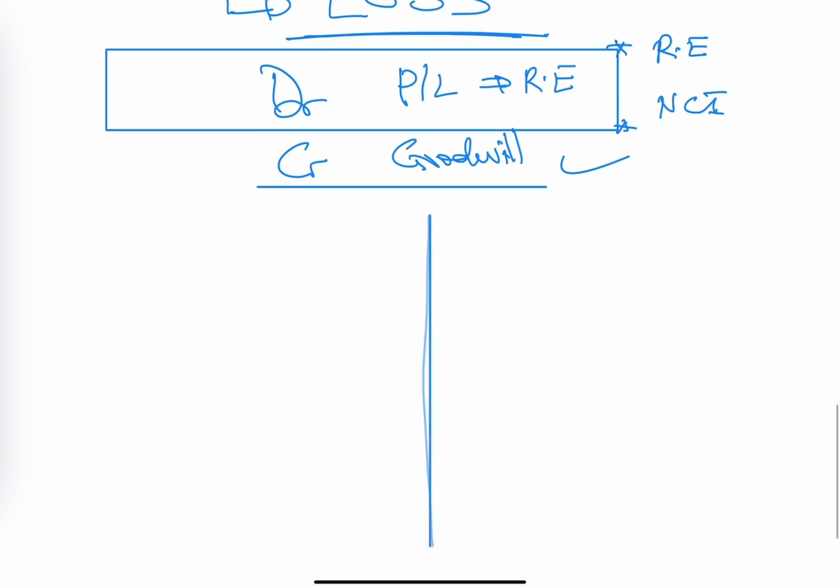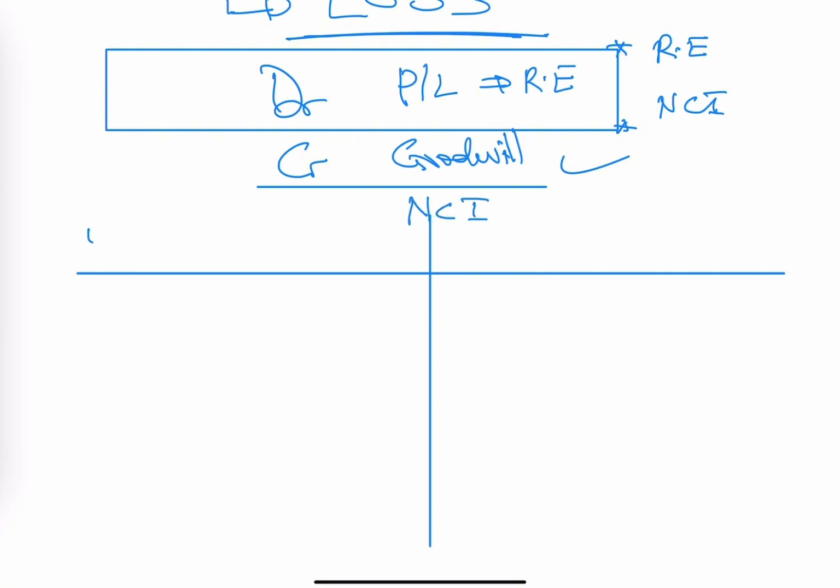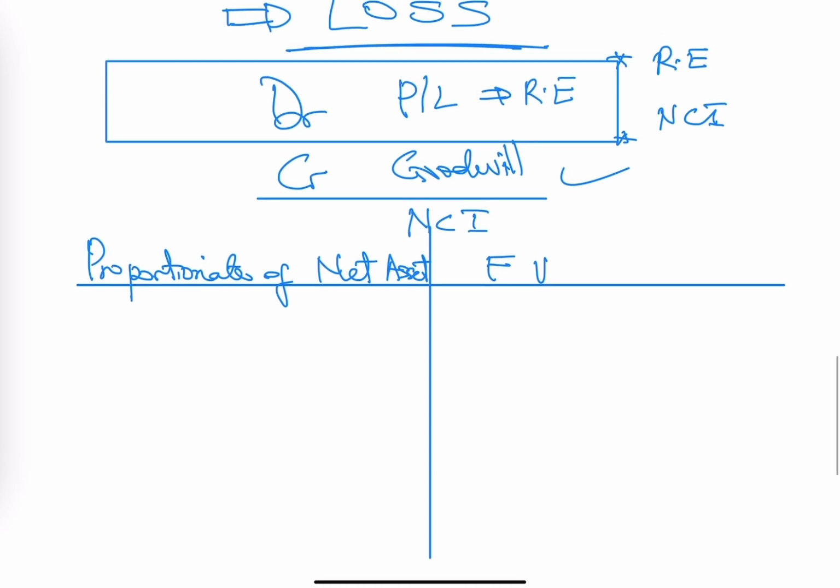And I will remind you quickly. When we spoke about NCI, I told you that NCI can be measured in two ways. I said NCI can be measured at proportionate share of net assets, and it can also be measured at fair value. Those are the two ways, either as a proportion of net assets or fair value. If it is measured at proportion of net assets, then it is the easiest form. In that case, when there is an impairment in goodwill, all of the debits will go to retained earnings, and all of the credit, as we know, will stay with goodwill.